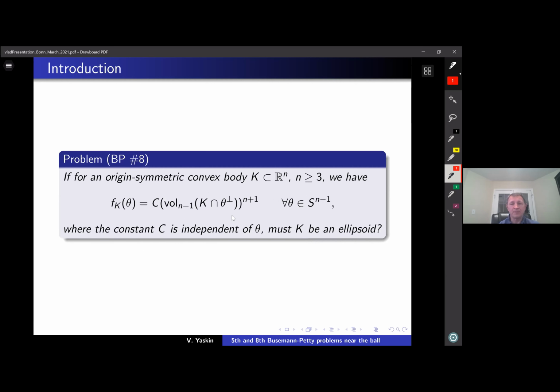Problem number 8. Again, we have a convex body such that the curvature function is proportional to the area of the central slice perpendicular to theta raised to the power n plus 1. Again, if we have a constant c independent of theta, can we guarantee that K is an ellipsoid?